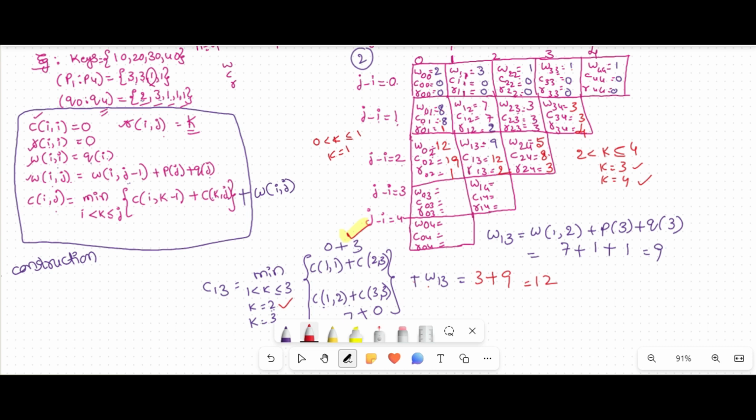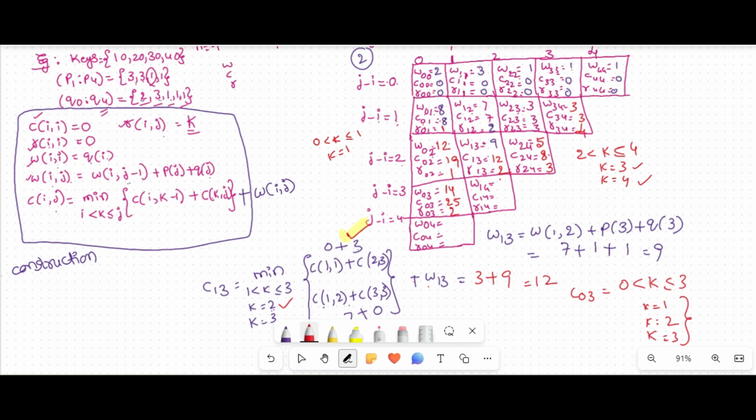Next W03 is 14. Here how to calculate C03. So 0 less than k less than or equal to 3. K value 1, k value 2, k value 3. Again for what values you are getting the minimum cost? So that will become your R. That you are getting for k value 2. And here the cost is 25.